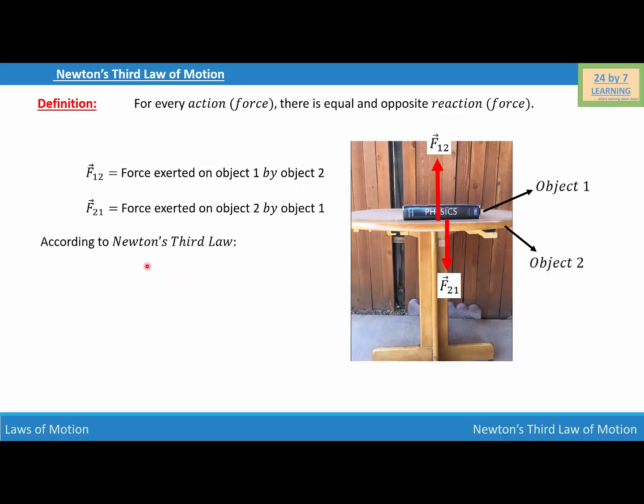So according to Newton's third law of motion, we have F12 is equal to negative F21, or in other words, the force exerted on object 1 by object 2 is equal to the negative of the force exerted on object 2 by object 1. And this is all about Newton's third law of motion.